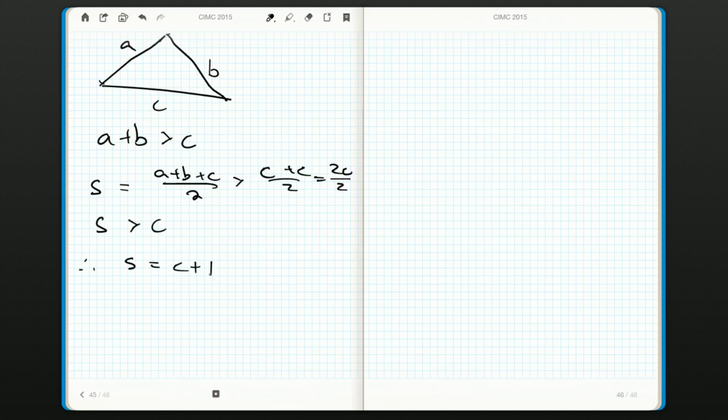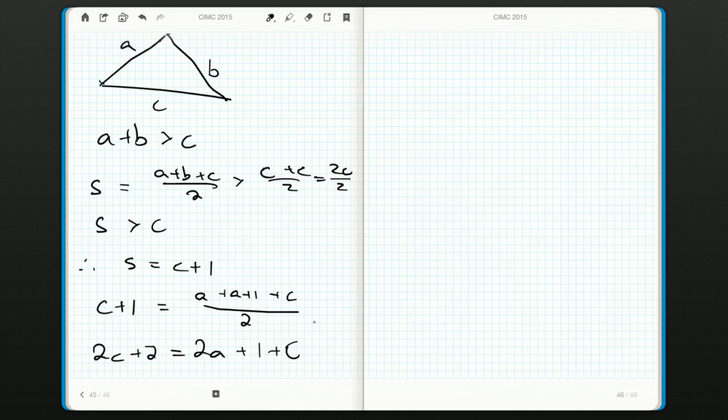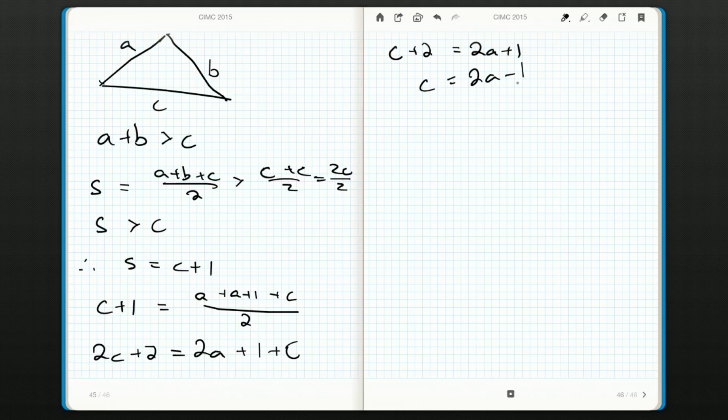Alright. So now I know that C plus 1 is A plus A plus 1 plus C, all over 2. Or I could say 2C plus 2 is 2A plus 1 plus C. I can bring one of those C's over, and I'm left with C plus 2 is 2A plus 1. So C is now 2A minus 1. And that does work on the 3, 4, 5 triangle. 2 times 3, the shortest side, minus 1 is 5. That's C. So our semi-perimeter S is C plus 1. I don't know if we'll need this, but it's 2A minus 1 plus 1. Semi-perimeter is 2 times A.